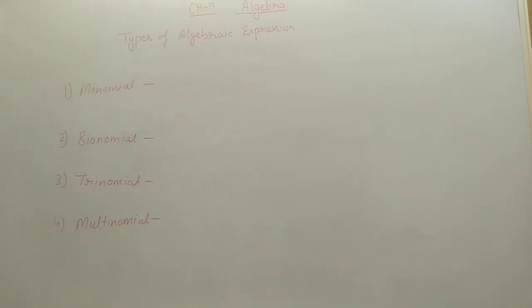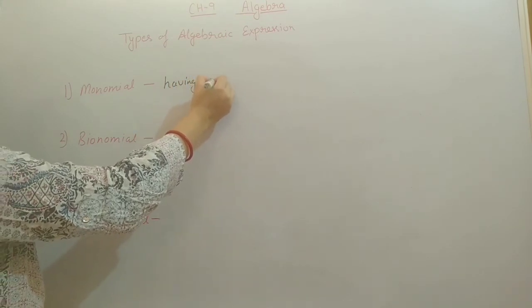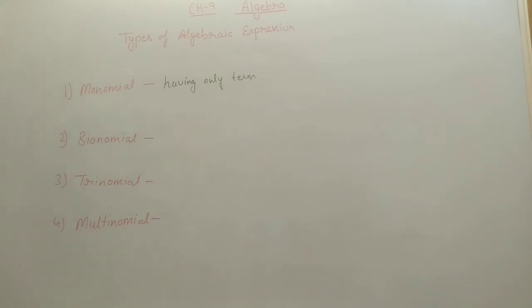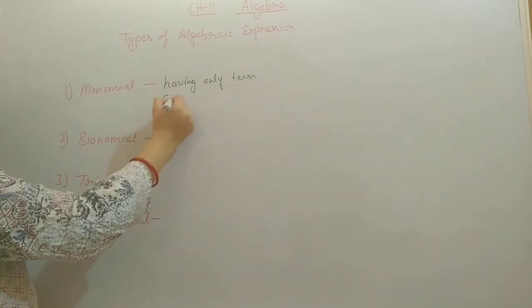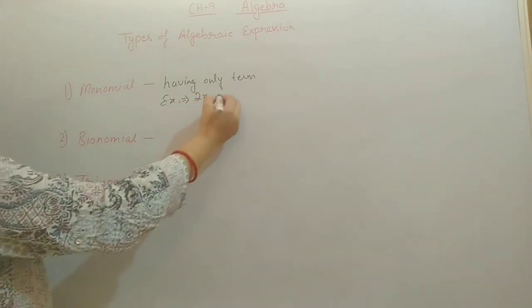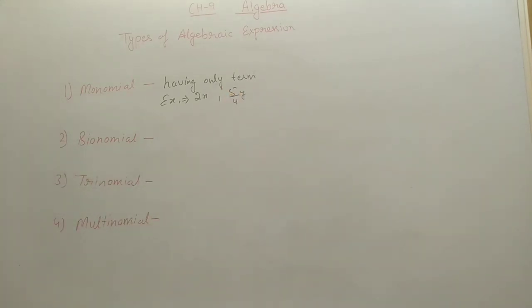Next is types of algebraic expressions. So we have many types of algebraic expression. Mainly first is monomial. Mono means one. It means having only one term. If any algebraic expression has only one term, then we will call it a monomial. For example, 2x, so only one term is there. 5 by 4 y, so here also only one term is there. Binomial means having two terms.